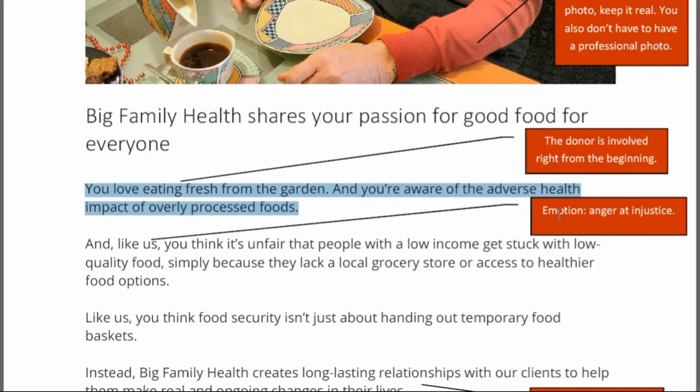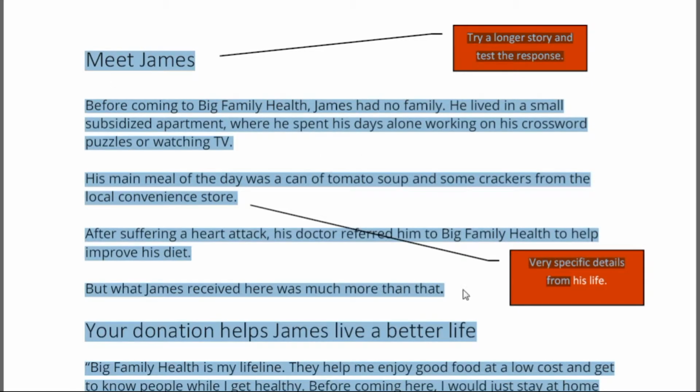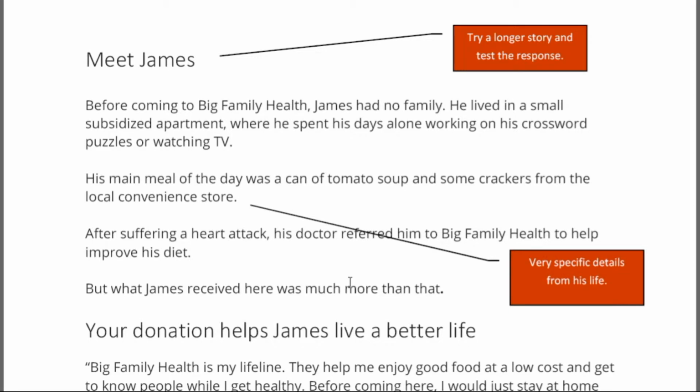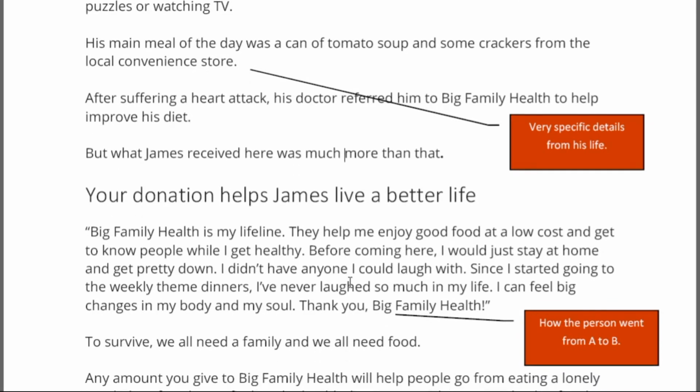Now, tapping into emotion, maybe their anger at injustice, or maybe some other emotions that resonate more with your nonprofit, is also something that is missing a lot. A lot of people tend to put facts about why they should donate without tapping into the emotional resonance. So you can also try on a donation page, it depends, to have a longer story, and you can test the response. Having very specific details of one person's life, there's a lot of research showing that this has a very good response on donation pages or donations in general.